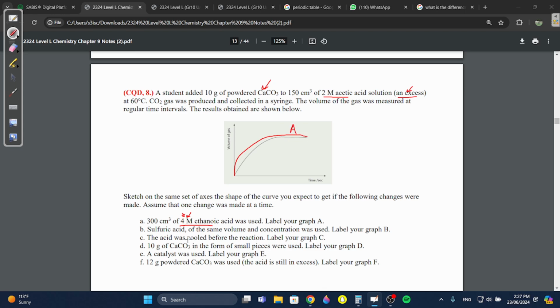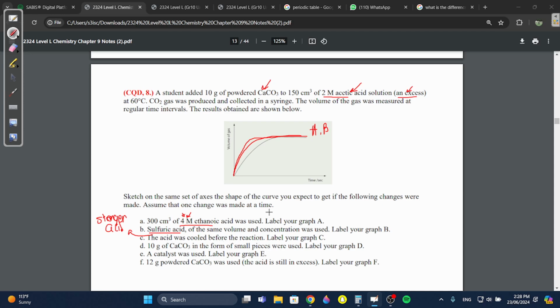We got A. Make sure, by the way, they might be picky with it, that they end at the same point. It doesn't have to be exact, but you get me. Sulfuric acid of the same volume and concentration was used. Label your graph B. It wasn't ever mentioned, but you're required to know that sulfuric acid is a strong acid, a stronger acid. So instead of acetic, we used a stronger acid, so of course it will be a quicker rate. So it will also be here, B.